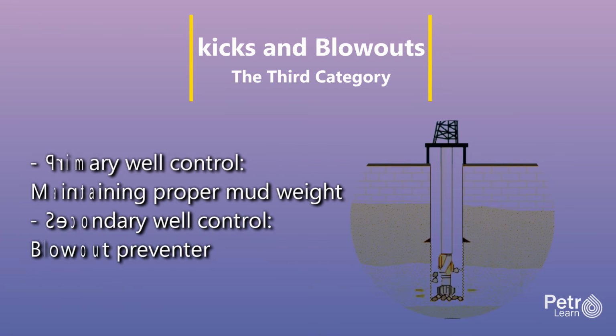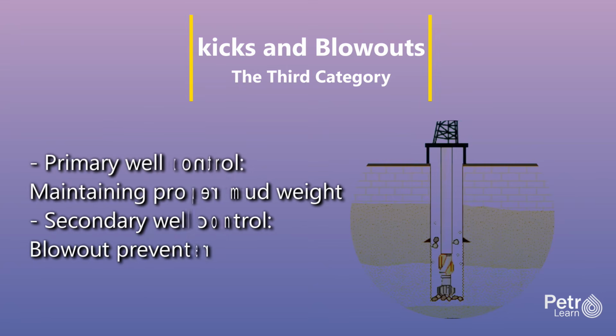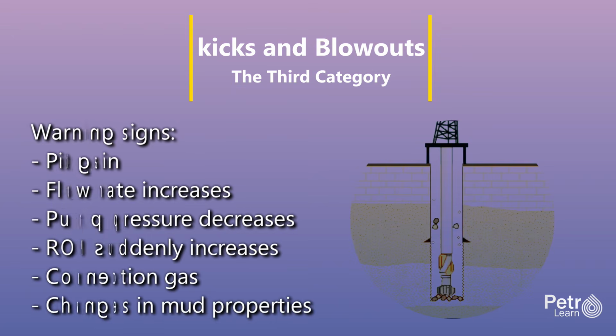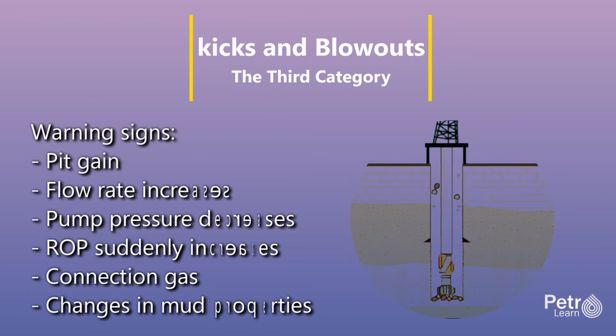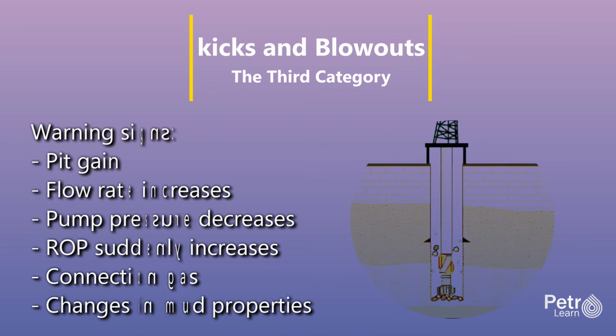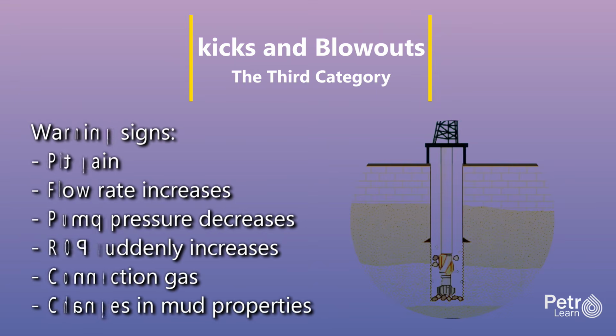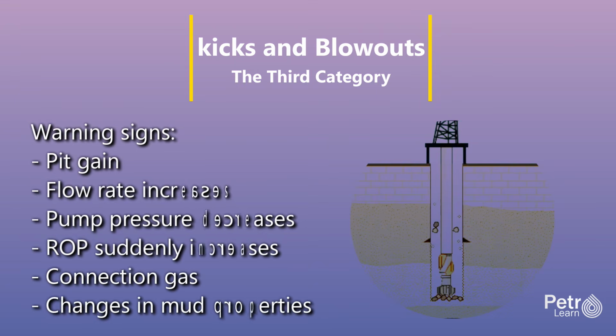Primary well control relies on maintaining proper mud weight so that the hydrostatic pressure always exceeds formation pressure. Secondary well control uses the blowout preventer to shut in the well if a kick occurs. Warning signs of a kick include a pit gain, where mud volume in the tanks increases because formation fluid is displacing mud. Flow rate increases, where more mud returns than is being pumped. Pump pressure decreases, indicating reduced resistance to flow.